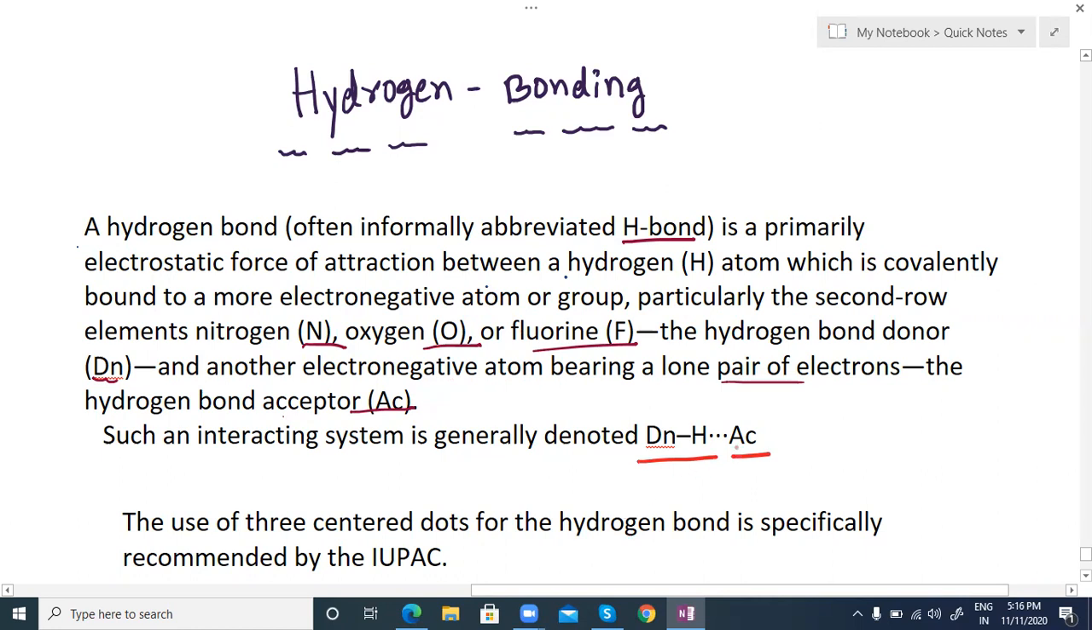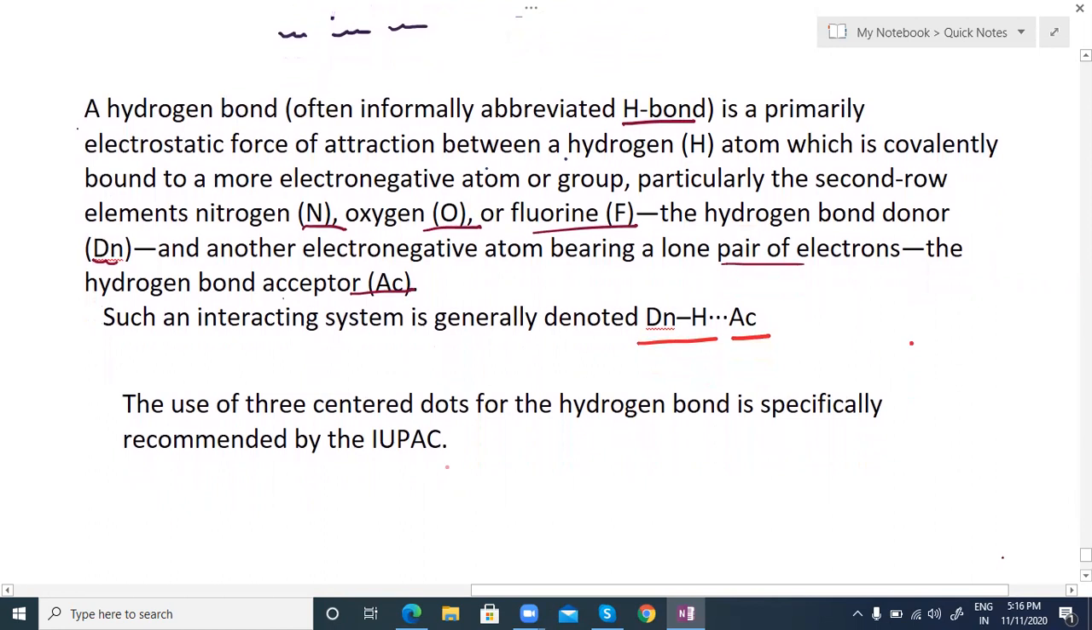They are showing hydrogen bonding with three dotted lines. This is what IUPAC recommends, but in different books they write more lines. Officially they show only three dotted lines. So let's discuss this definition with respect to one example.